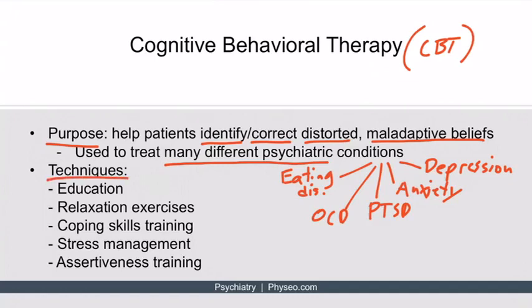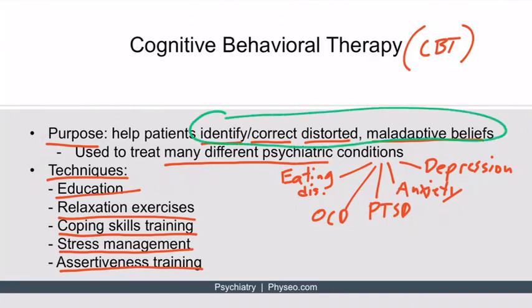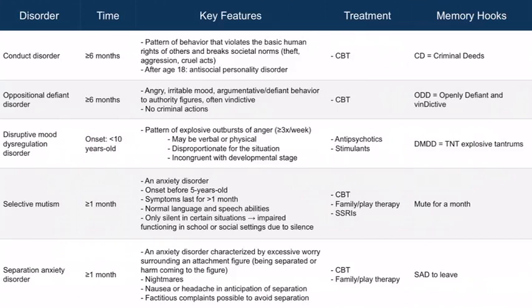Now there's various techniques that can be used in cognitive behavioral therapy. For example, you educate the patient, you can teach the patient relaxation exercises, you can perform coping skills training, as well as stress management and assertiveness training. So the exact approach you take during CBT and which techniques you end up using really depends on the nature of the disorder. But again, the overall premise is to help the patient identify and correct distorted and maladaptive beliefs. Now that we've discussed CBT, let's talk about the next pathology, oppositional defiant disorder.